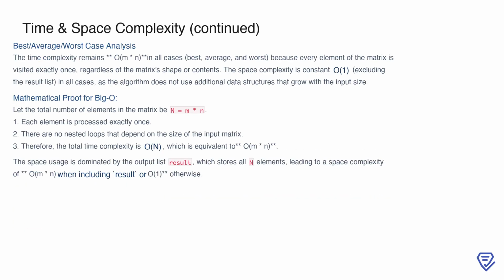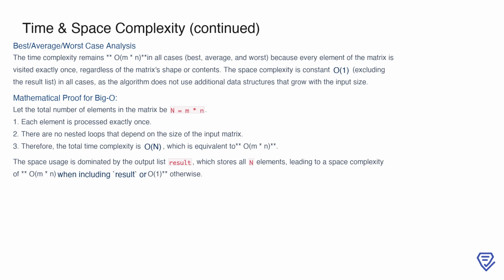Finally, let's analyze the best, average, and worst-case scenarios for this algorithm. Regardless of the shape or contents of the matrix, each element is visited exactly once. This consistent behavior means the time complexity remains O(m*n) in all cases. Similarly, the space complexity is constant at O(1) when excluding the result list, as the algorithm doesn't use any additional data structures that grow with the input size.